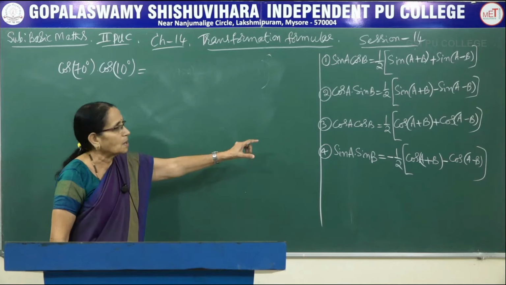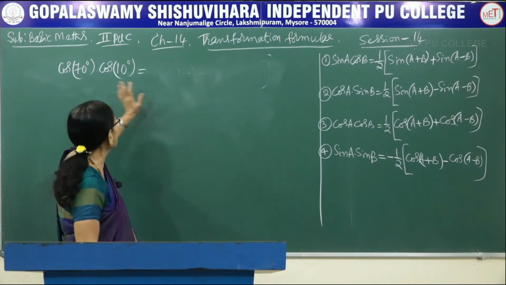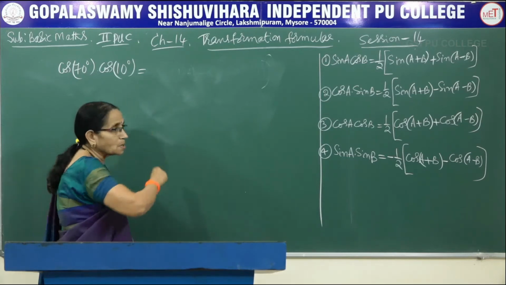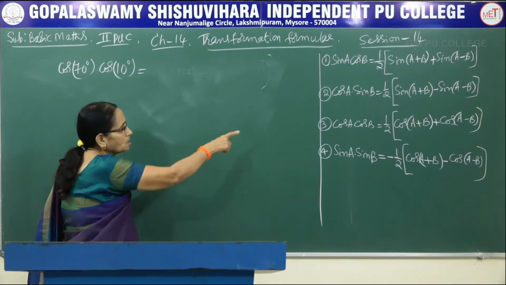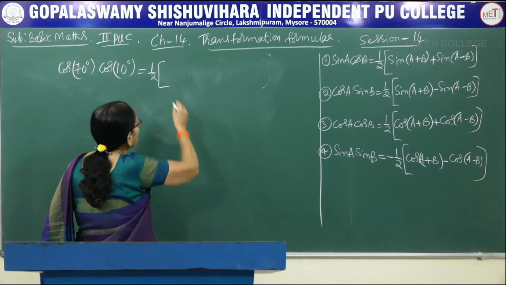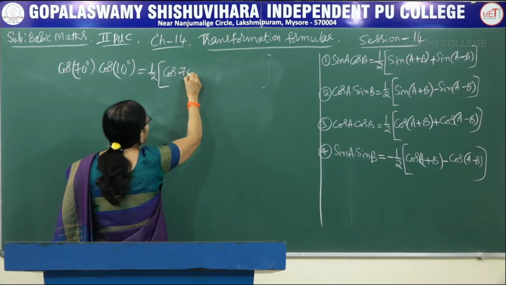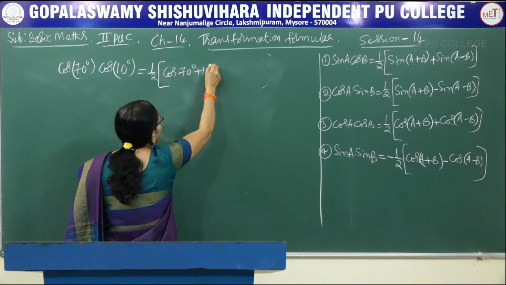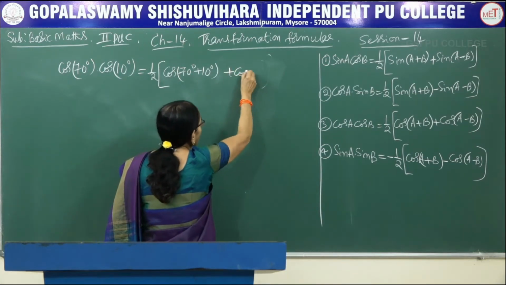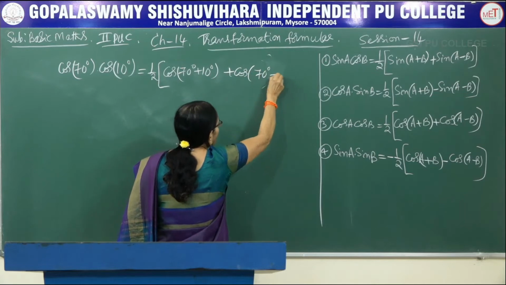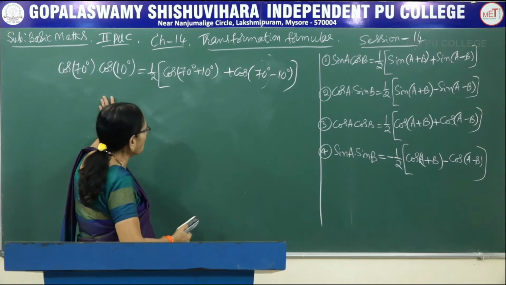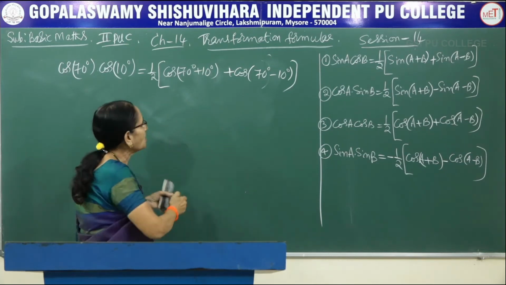Come to the third formula, cos A into cos B. In the place of A it is 70, in the place of B it is 10. So when it is a product containing only the cosine function, the third formula holds good. Half of cos of A plus B, A plus B means 70 degrees plus 10 degrees, then plus in between cos of 70 degrees minus 10 degrees. So when it is purely a cosine product, in between we are having the positive sign.